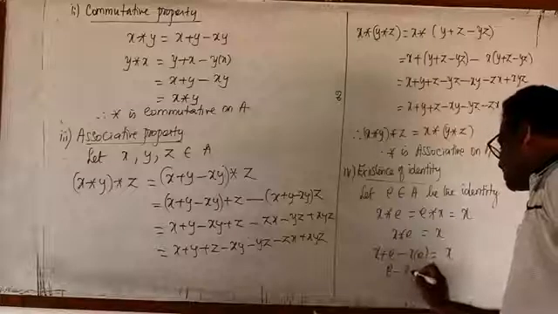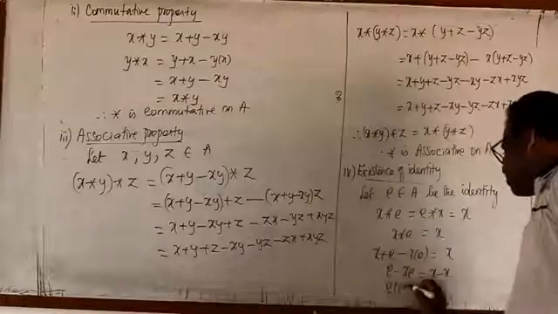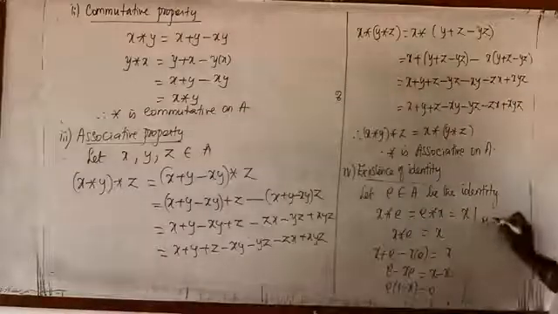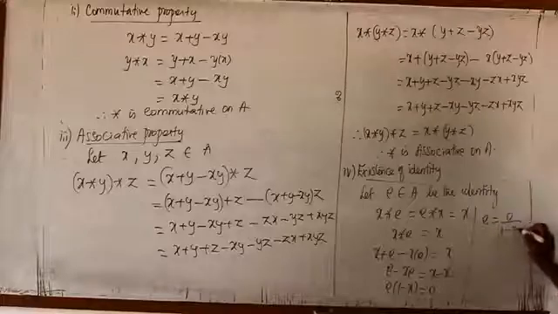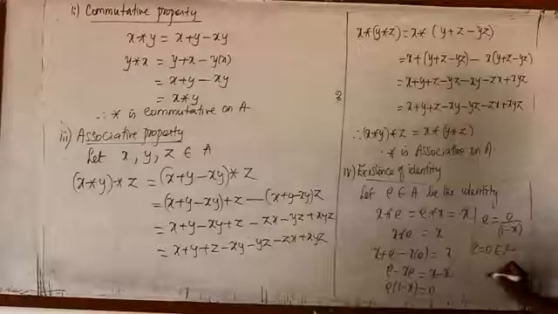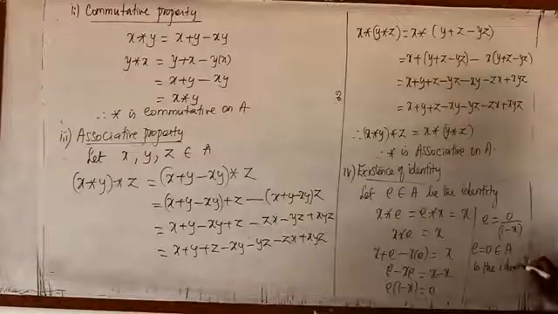e minus xe equal to x minus x. e, if it is common, e times (1 minus x) equal to 0. So from this, e equal to 0 by 1 minus x, e equal to 0. Definitely this belongs to A, and is the identity. So here the identity element is 0.